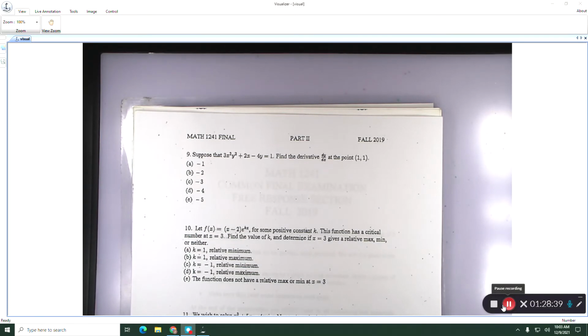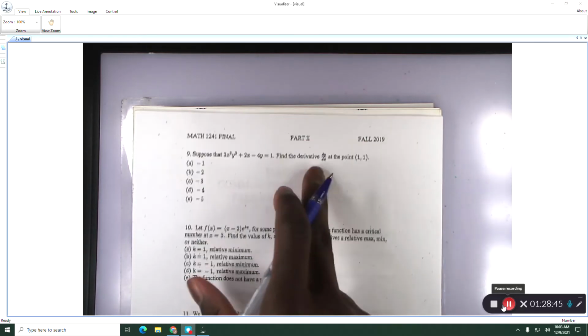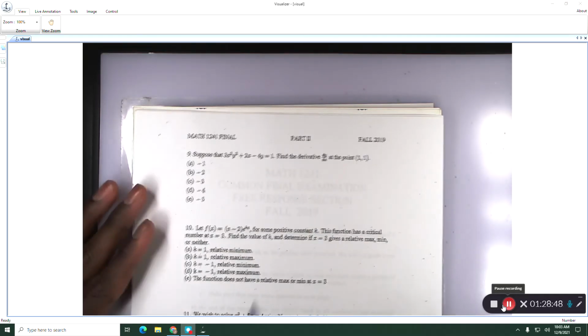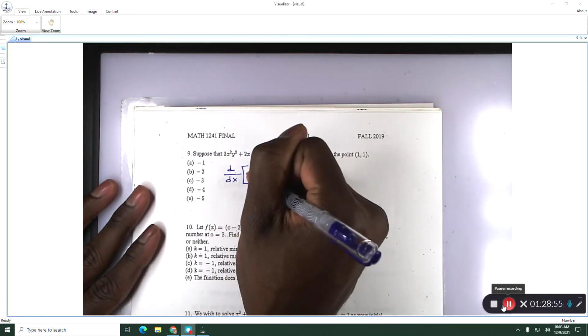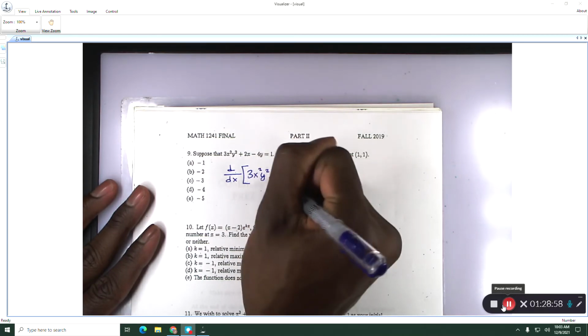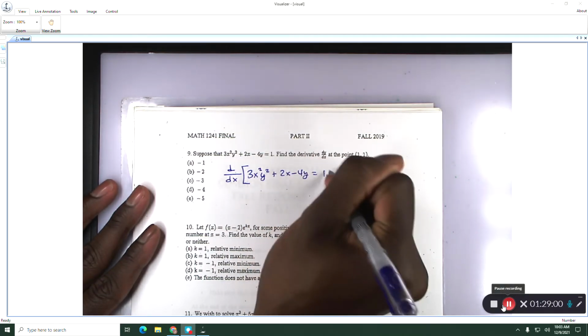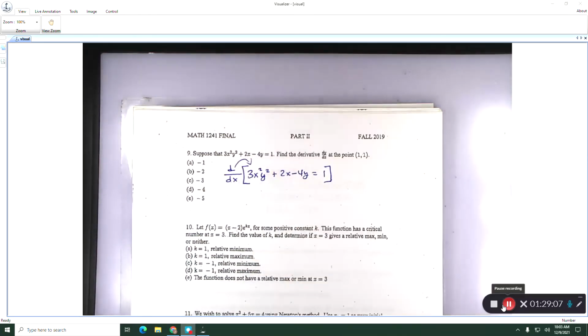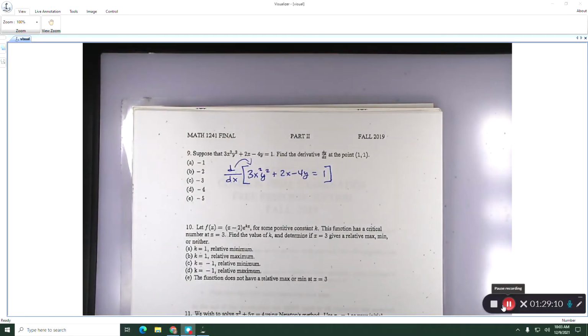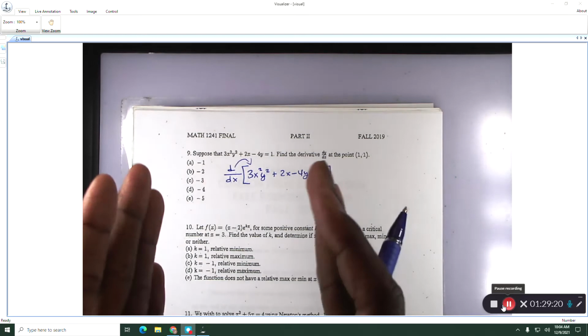It says, suppose that 3x squared times y squared plus 2x minus 4y is equal to 1. Find the derivative dy dx at the point 1, 1. This function here, I'm going to do like I did in the previous problem. I'm going to put my derivative notation out in front here. A little abusive. Now, this doesn't get distributed. I'm not distributing it, like d/dx times 3x squared times y squared. I'm applying it to the left and right hand side.